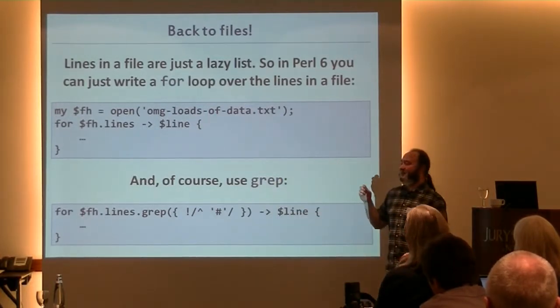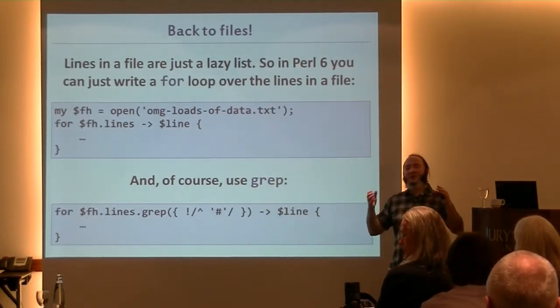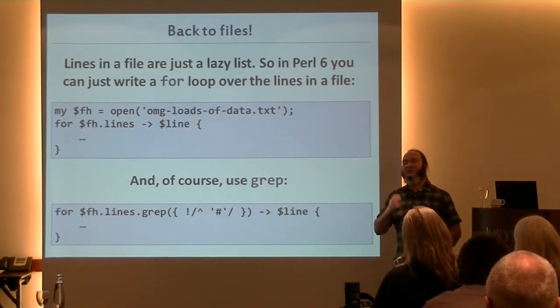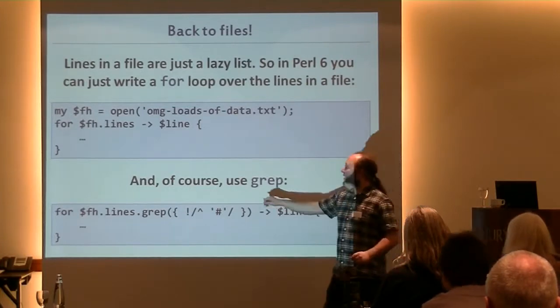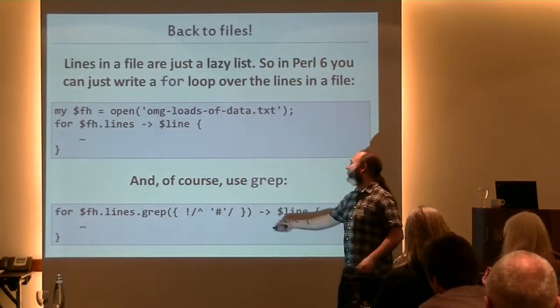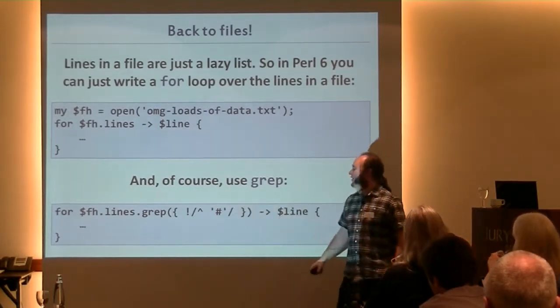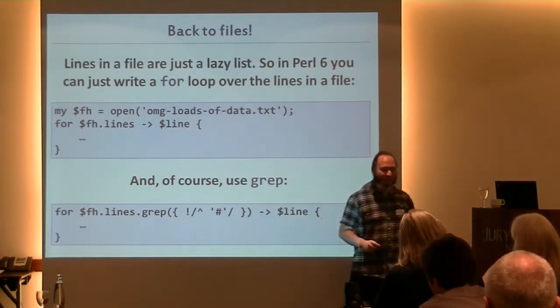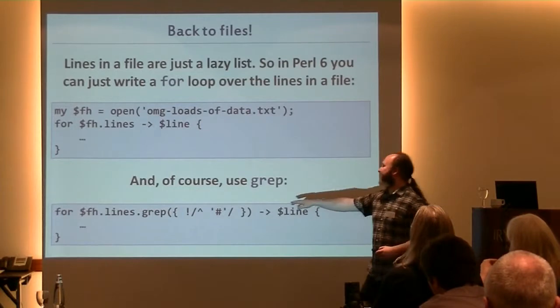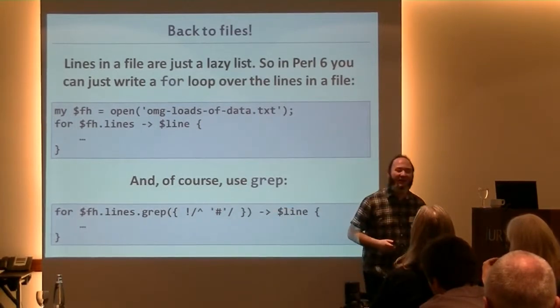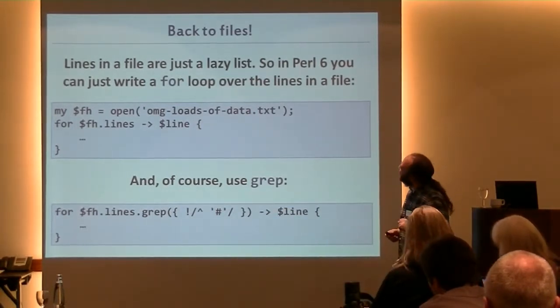And of course, because we know that grep can be used on things where we don't want to get all of them, we just want to do it a bit at a time, we can grep the lines. So we can grep out all of the ones that don't start with hash. Okay? I just use the quotes instead of the backslash there, a little detail.